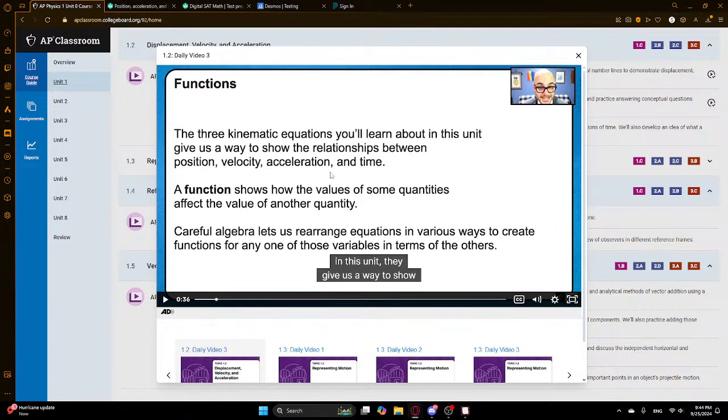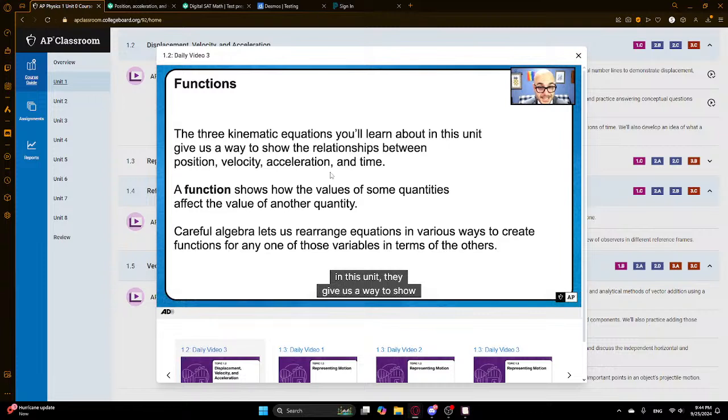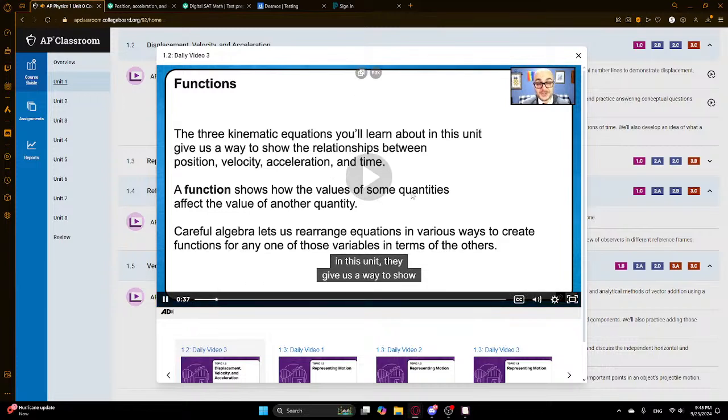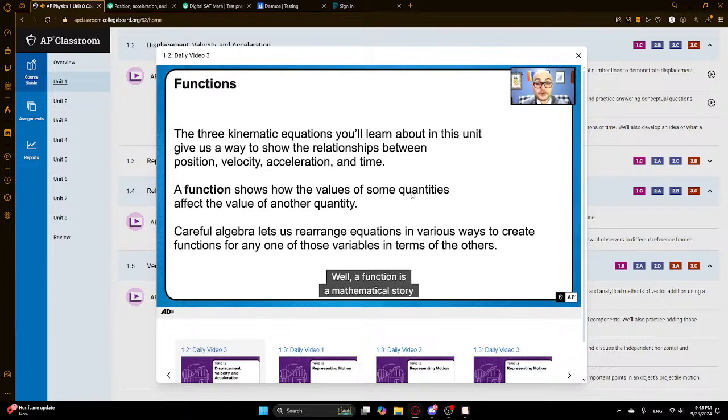Write this down. Video 1.2. The kinematic equations give us a way to show relationships between position, velocity, acceleration, and time. Well, a function is a mathematical story that tells us how several different quantities are related. So these kinematic equations are functions. They're functions that tell us how position, velocity, acceleration, and time relate.